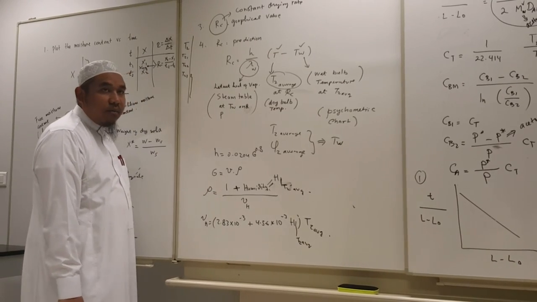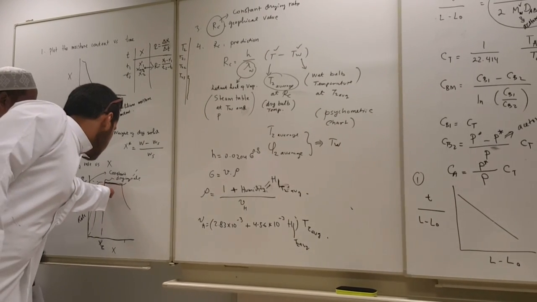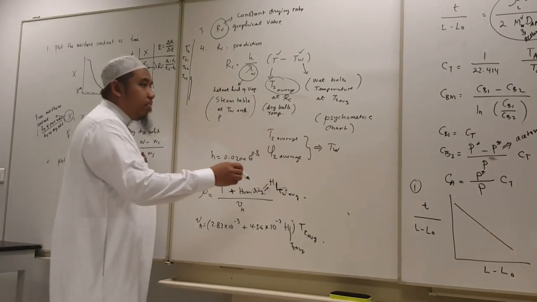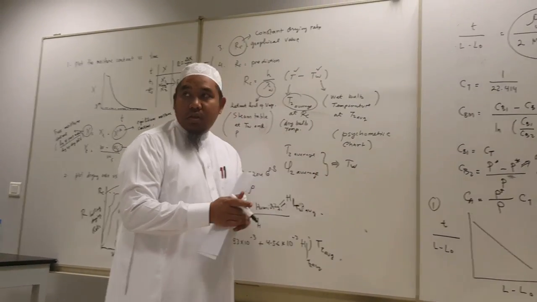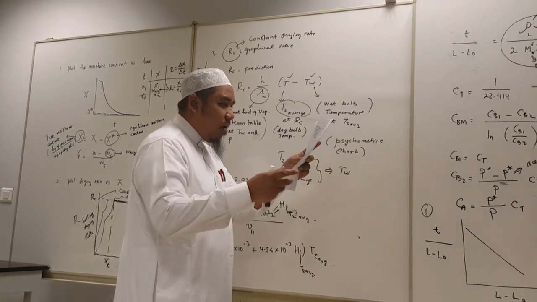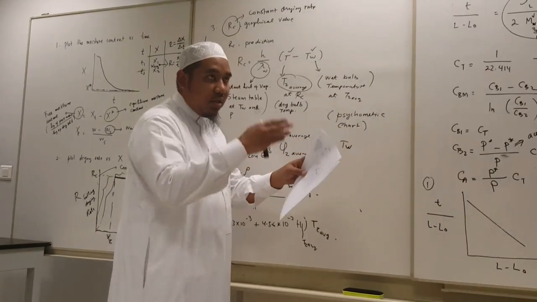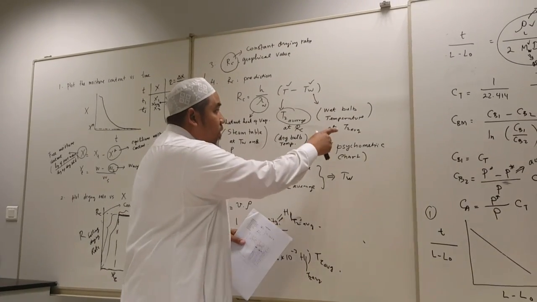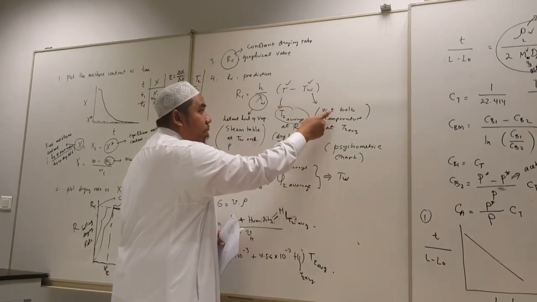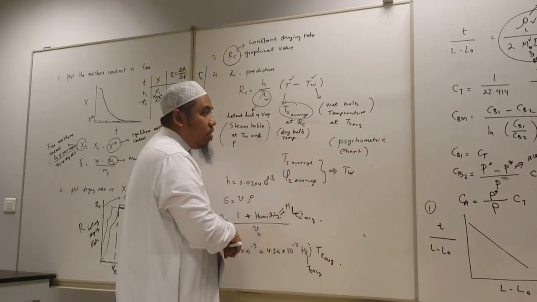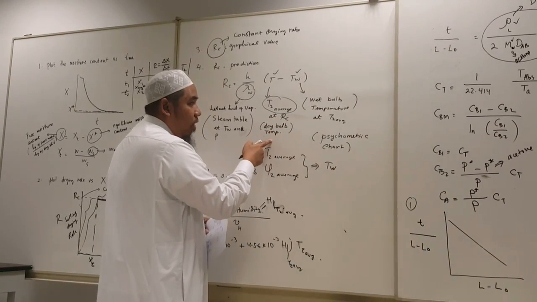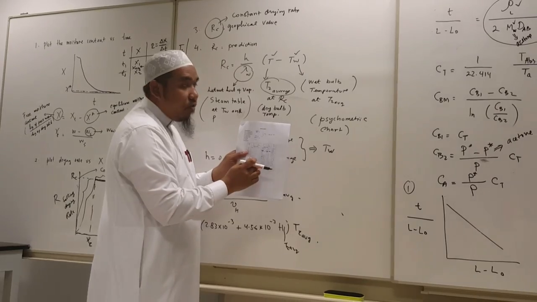So how to find this? From here to here? Yes, this line. At which T? We take the average T, just for this one, because your data is showing different temperatures: 41, 44.1, 44.3, take the average. TW is the wet bulb temperature at this temperature. T2 average is the dry bulb temperature.